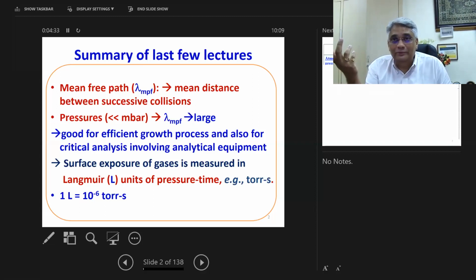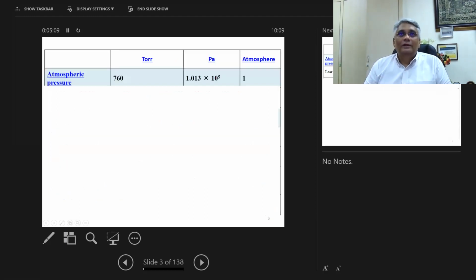But you don't normally keep the chambers evacuated down to those vacuum levels. So normally 10 raised to -2 to 10 raised to -3 torr to preserve the surface of a substrate before the deposition is done is fine. So the exposure of gases is measured in Langmuir, in units of pressure time, and 1 Langmuir is 10 raised to -6 torr seconds.